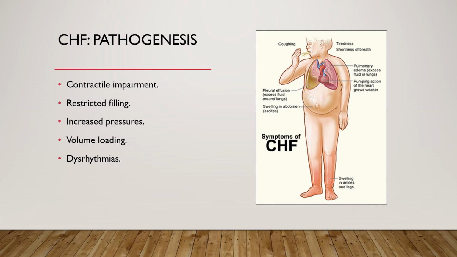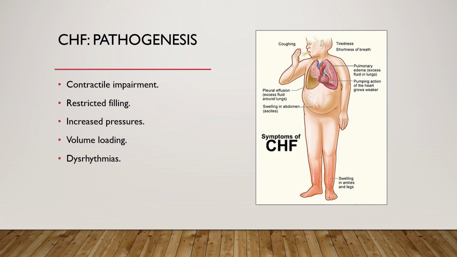Moving on to restricted filling. If the heart is unable to fill properly during the cardiac cycle, then heart failure can ensue, obviously. This can happen if, for example, there's a stenosis of the tricuspid or bicuspid valves, or in the presence of constrictive pericarditis where the heart cannot fill at ease.